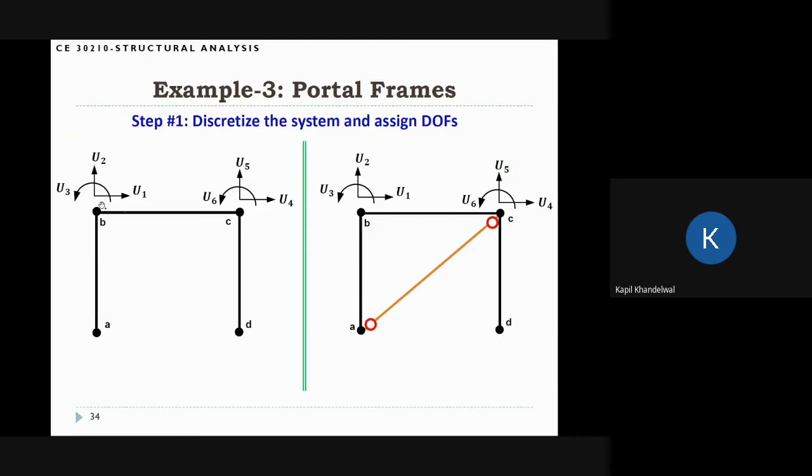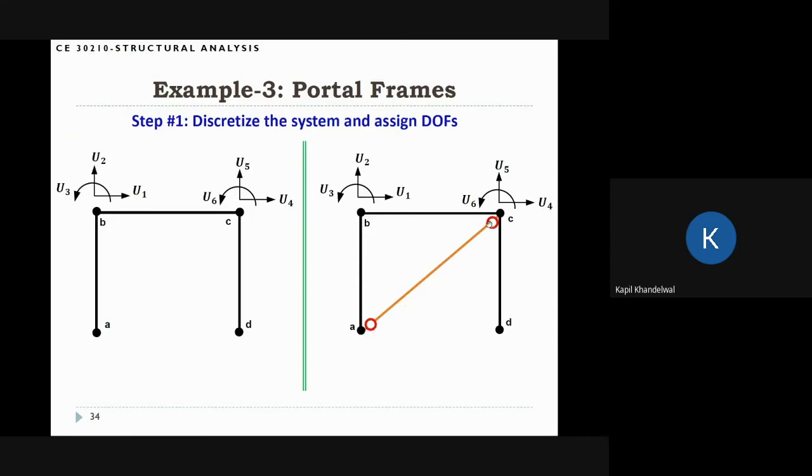The degrees of freedom labeling at B are U1, U2, U3. And at the C node, the labelings are U4, U5, U6. I have discretized this frame into 3 elements, 2 columns and 1 beam. For the braced frame, the degrees of freedom are exactly the same. They're not changing.